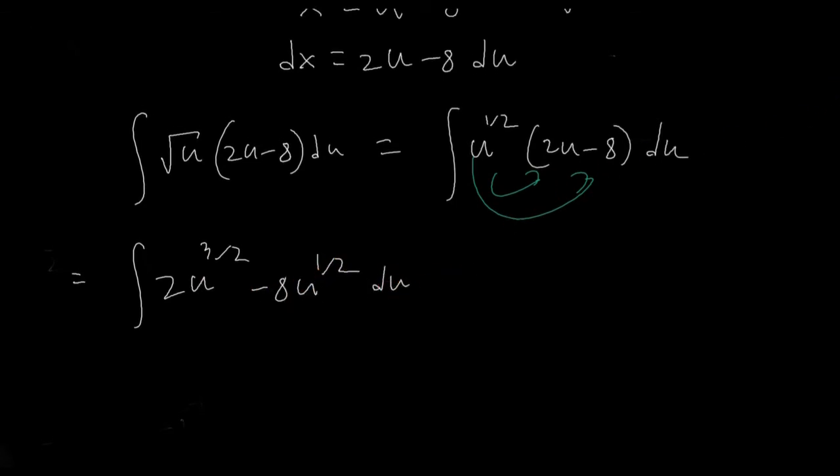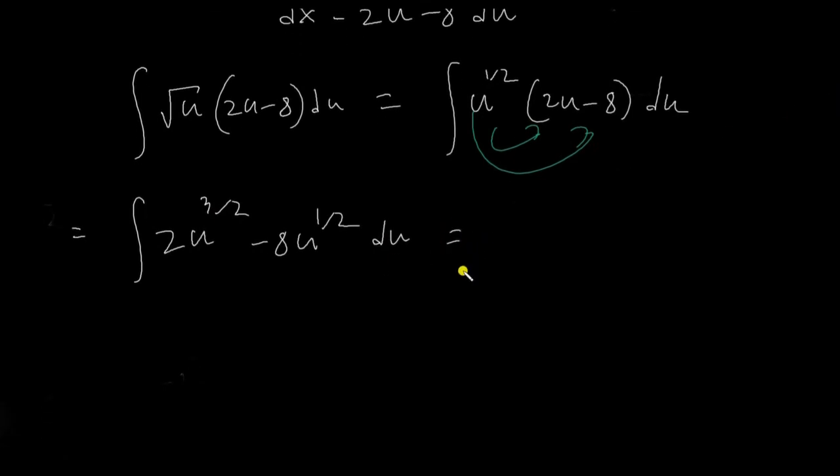And the fractional exponents also make it easier to integrate. When I add and divide, I'm going to get 2u to the 5/2 times the reciprocal of this, so times 2/5, minus 8u to the 3/2 times the reciprocal of this, times 2/3. And simplifying this is going to give me 4 over 5. And then instead of u, I'm going to replace this back with 4 minus the square root of x.